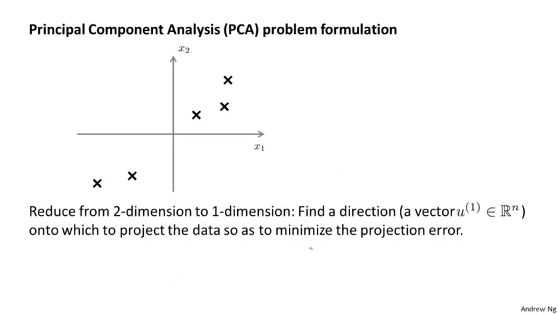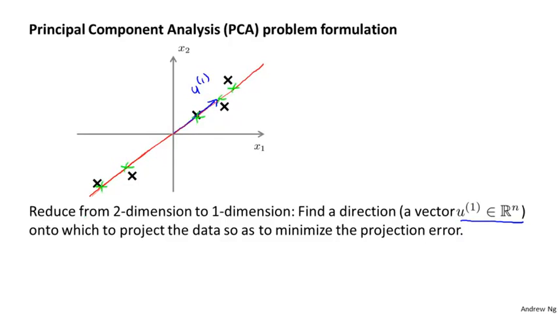Let's write out the PCA problem a little more formally. The goal of PCA, if we want to reduce data from two-dimensional to one-dimensional, is we're going to try to find a vector u1, which is going to be in Rn, so that would be R2 in this case. I'm going to find the direction onto which to project the data so as to minimize the projection error. So in this example, I'm hoping that PCA will find this vector, which I'm going to call u1, so that when I project the data onto the line that I defined by extending out this vector, I end up with pretty small reconstruction errors. I end up with data that looks like this.